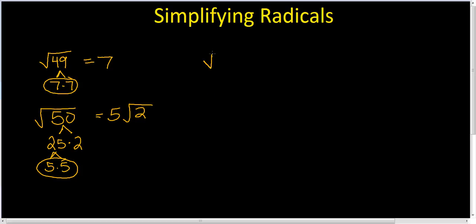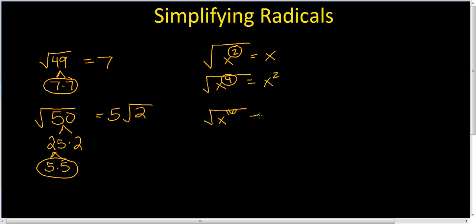Now let's practice simplifying variables. The square root of x squared is x. The square root of x to the fourth is x squared. Notice that what we're really doing is dividing this exponent by 2. So let's try it again. Let's try the square root of x to the 16th power. That's going to equal 16 divided by 2, which is x to the 8th power.